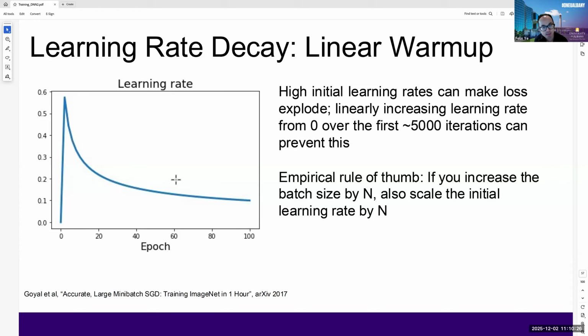There are a lot of empirical rules of thumb. If we do mini batches, and we increase the batch size by n, you should also scale the learning rate by n, right? I mean, to ensure that the whole thing has very consistent results.